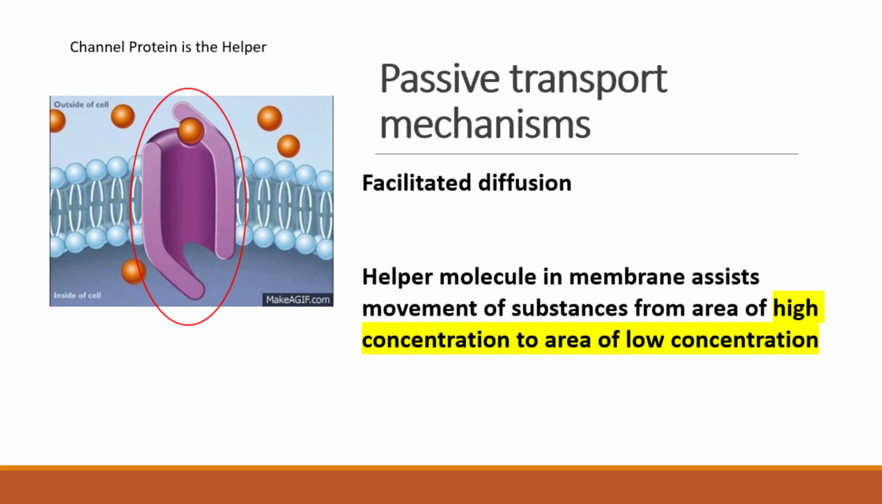Facilitated diffusion. Facilitated diffusion uses a helper molecule in the membrane to assist with the movement of substances from an area of high concentration to an area of low concentration. In many cases, the helper molecule is a protein channel.